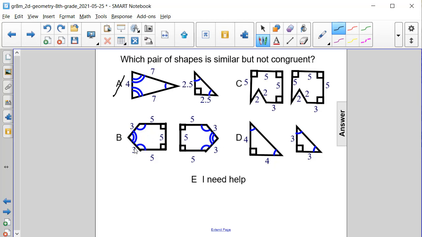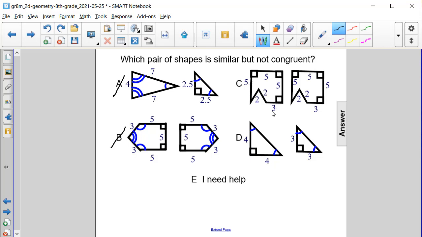And we have the corresponding side lengths of 5, 3, 3, 5, 5. And we have the same corresponding side lengths over here. So these 2 pentagons are congruent. They are considered similar, but because they're congruent also, we can rule out this answer choice because it's asking for similar but not congruent. Now let's look at answer choice C.